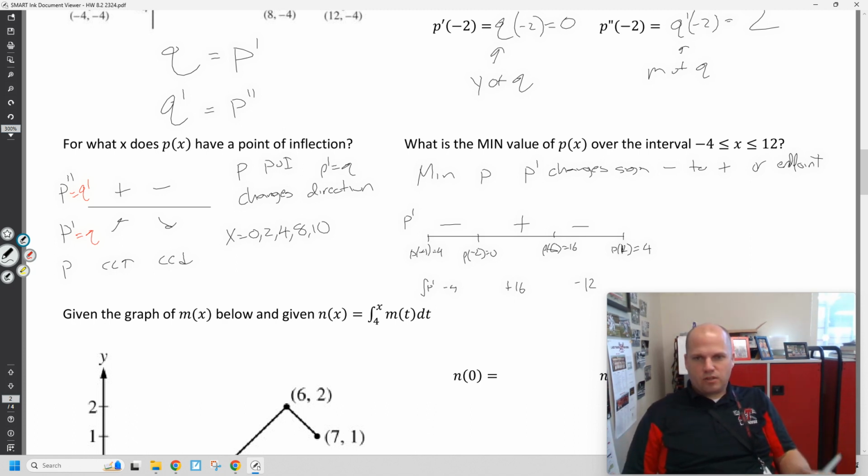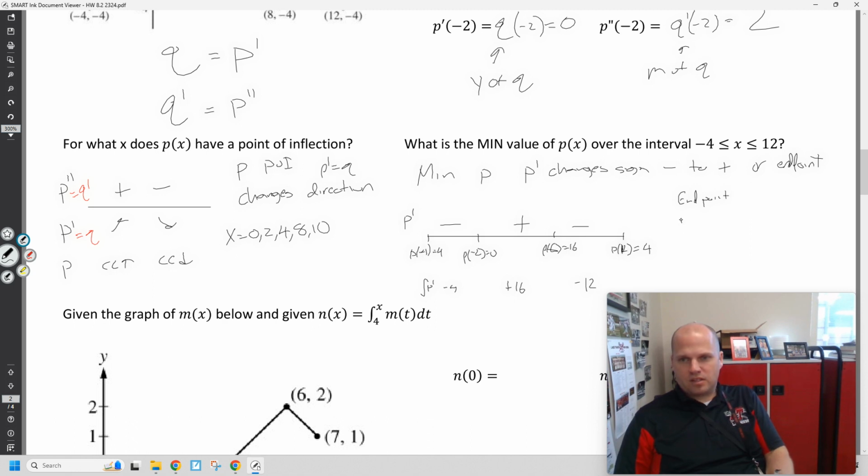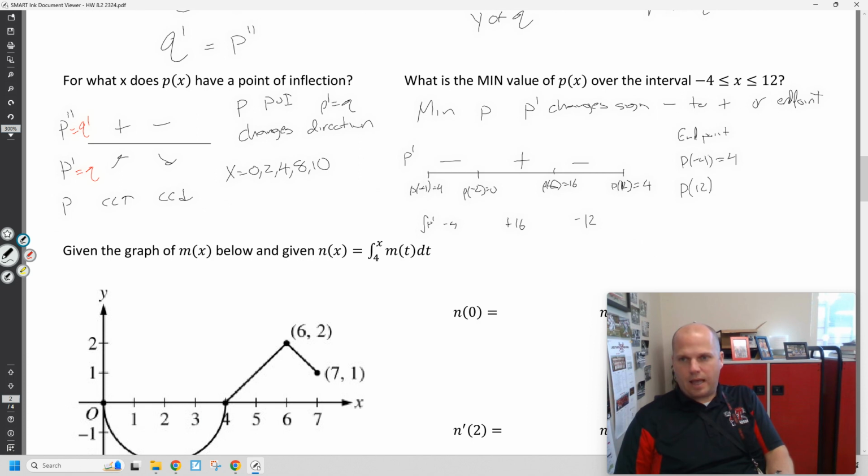Now, you need to write off your candidates. Your candidates where P prime changes sign or an endpoint. If you want to go ahead and specify it, here's your endpoint. You found it earlier. You showed your work earlier, so you don't have to do it again. But you did not find P of -2, so you need to show your integral and its value, and then state that's the winner. Min by your candidates test.